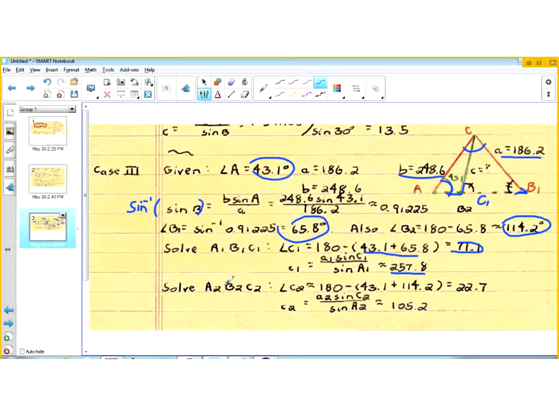In the other case, suppose we use angle B2, the obtuse, quadrant 2 angle. Then angle C2 is found using the fact that the sum of the three angles equals 180 degrees, so angle C2 would be 22.7 degrees, and you would have an alternative length for side C, which we'll call C2, which is 105.2. So this is a case where you could have multiple solutions when solving for a triangle.